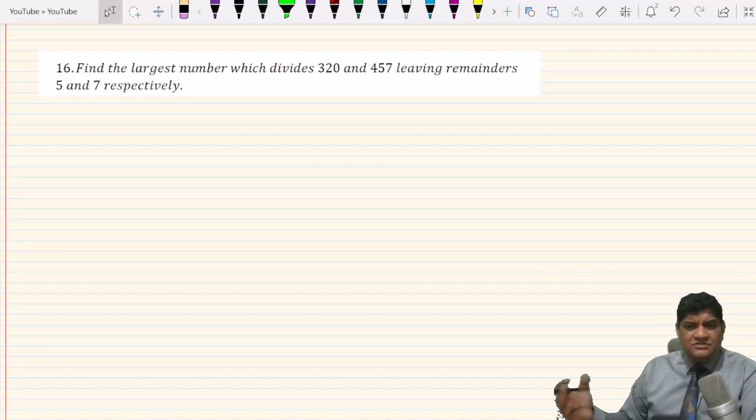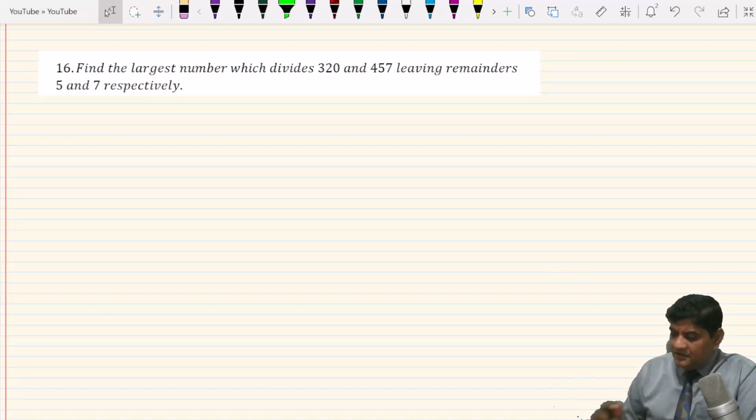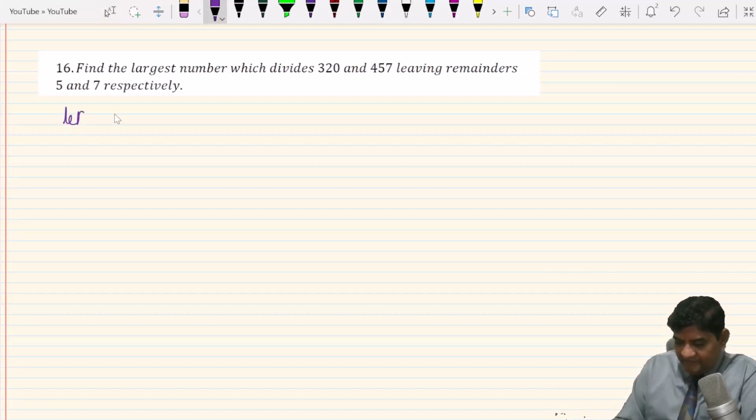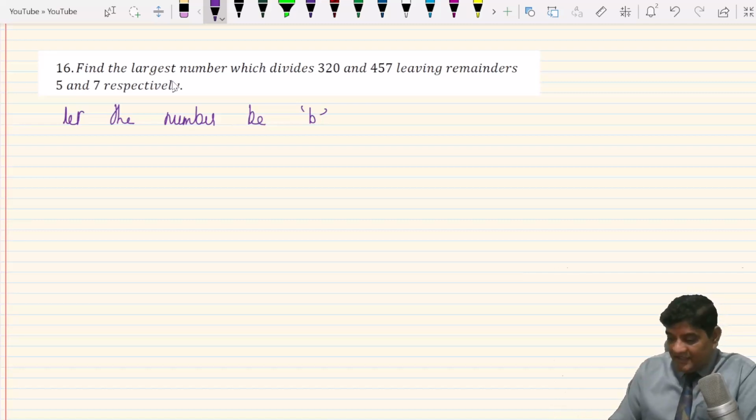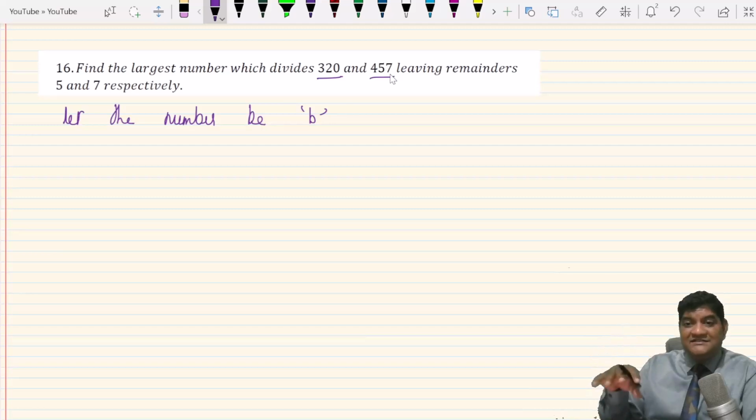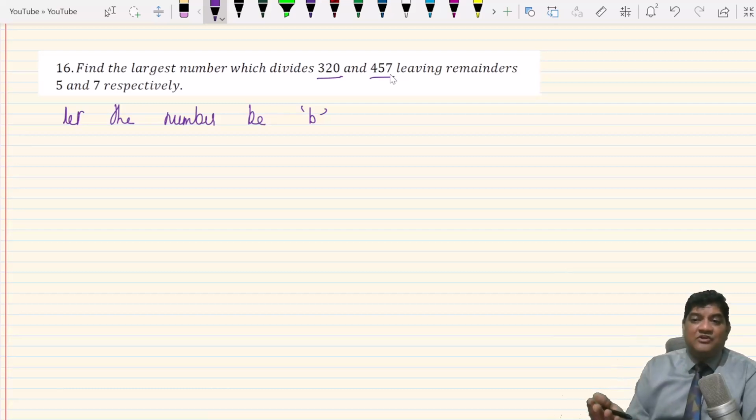Okay, so let's go with Euclid's division lemma, right? So I need a number. So I'm going to say let the number be b. What is it saying? Find the largest number which divides this and this, which means I'm looking for the number which is smaller than the numbers given to me. And therefore, if I'm looking at the numbers which are smaller than the numbers given to me, then it's basically the HCF.